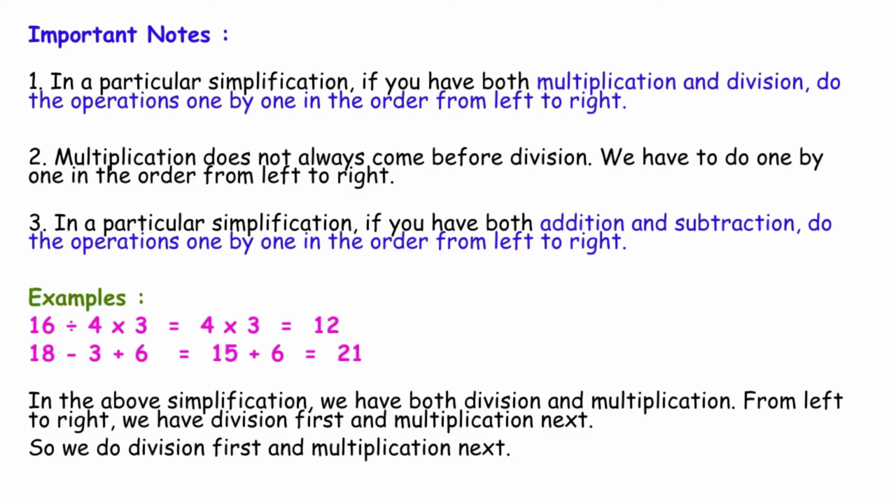Now these are some important notes to remember. Number 1. In a particular simplification, if you have both multiplication and division, do the operations one by one in the order left to right. Number 2. Multiplication does not always come before division. We have to do one by one in the order from left to right. Number 3. In a particular simplification, if you have both addition and subtraction, do the operations one by one in the order from left to right.